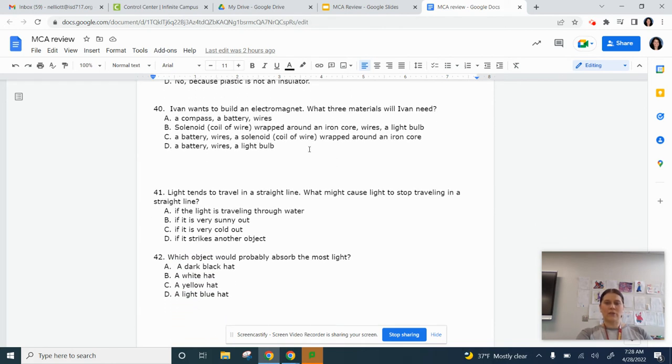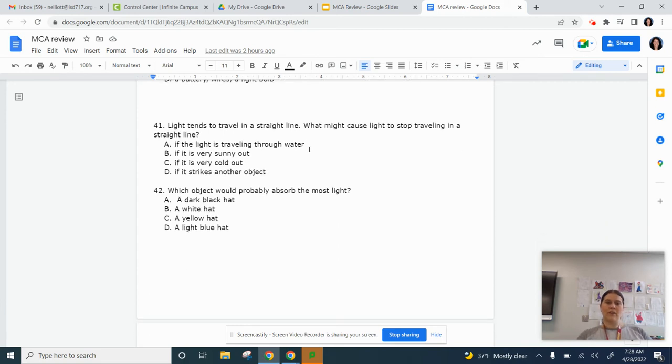Ivan wants to build an electromagnet. What 3 materials will Ivan need? A compass, a battery, wires, a solenoid, which is the coil of wire wrapped around an iron core, wires and a light bulb, a battery, wires, and a solenoid, the coil of wire wrapped around something iron. An iron core means the middle part. A battery, wires, and a light bulb.